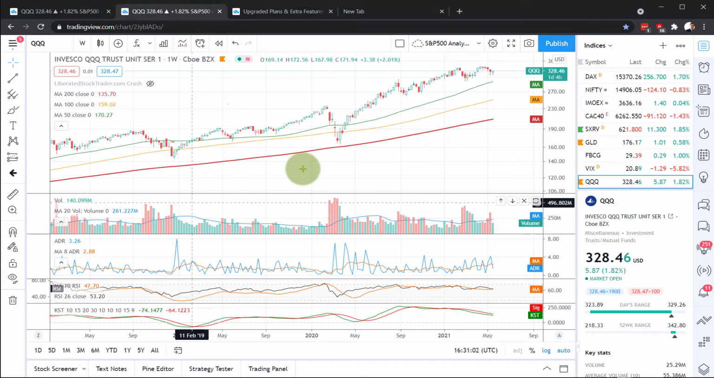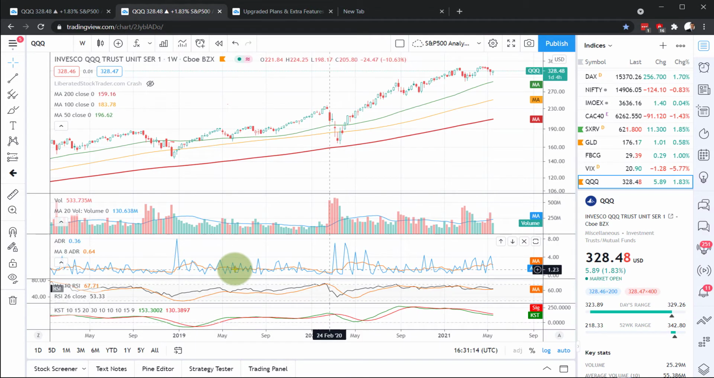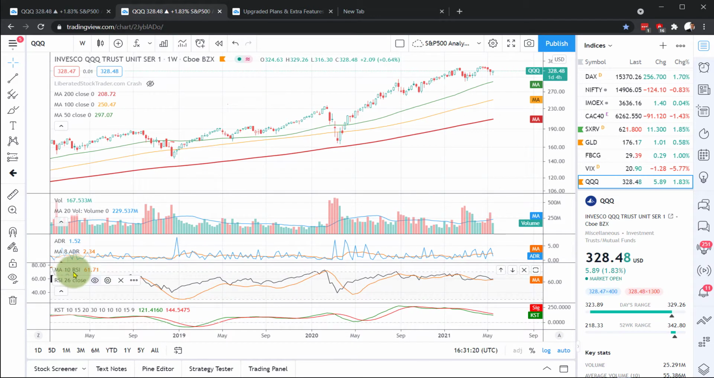Now, I also like to have volume, of course, and a moving average 20 on the volume, and the ADR, which is the advance decline ratio, so how many stocks are increasing versus how many stocks are decreasing, and we can see the bullishness of some market sentiment there. I also like to use the RSI, the relative strength index, and the KST indicator, the "know sure thing" indicator.